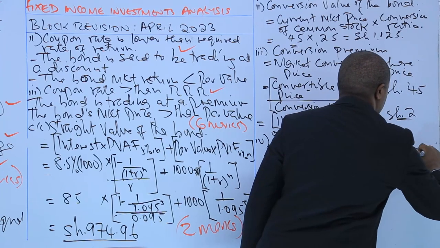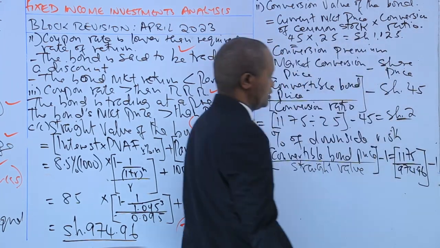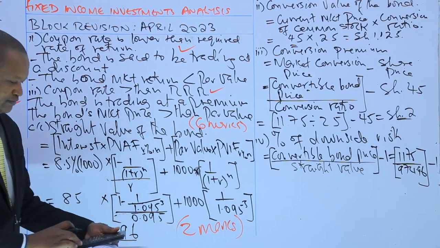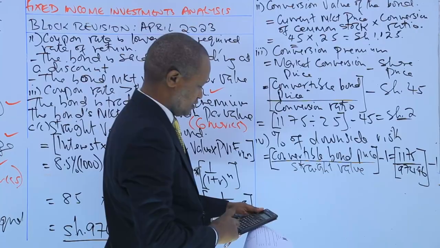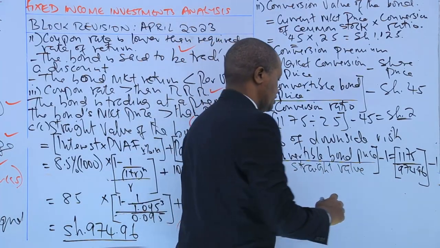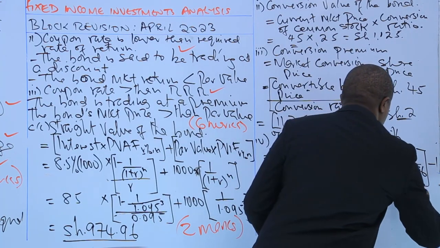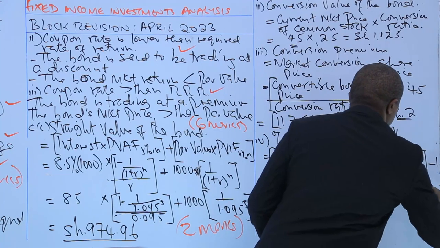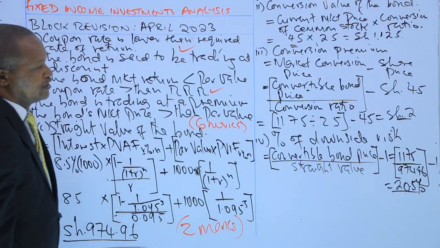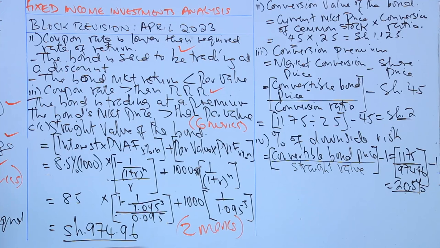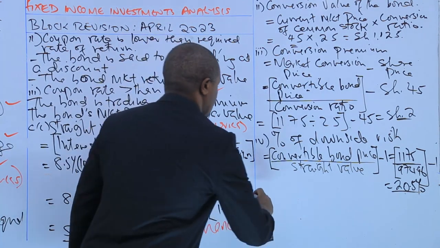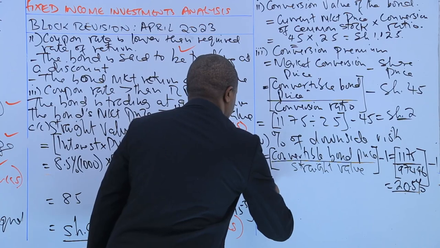We subtract one. So that will be equal to, I get here, 20.5%. 20.5% is the percentage of downside risk. The percentage of downside risk, 20.5.